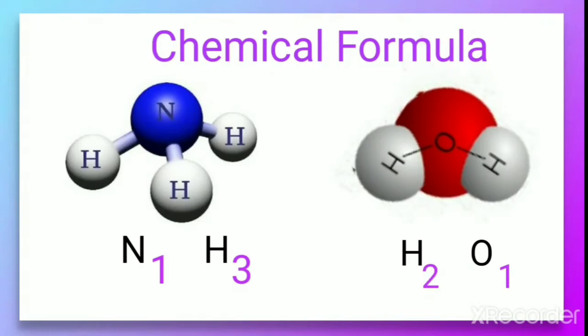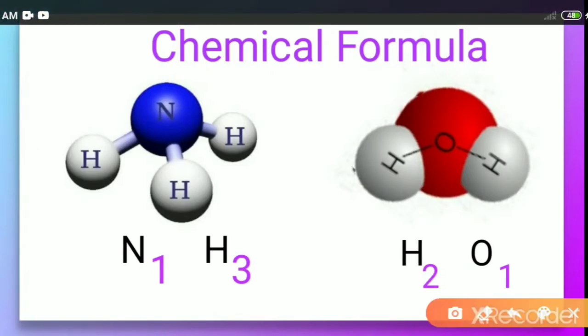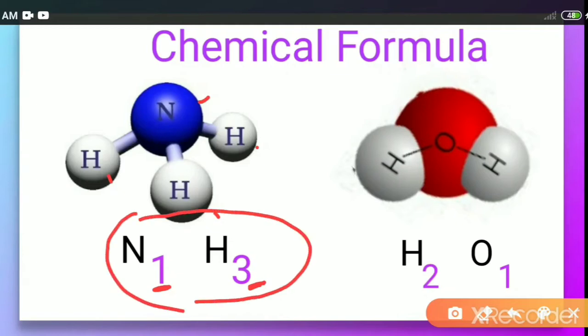So when we count the number of nitrogen in this, there is 1 nitrogen atom, therefore we write N1. There are 3 hydrogen atoms, so we write H3. Altogether it makes the formula NH3. The 1 we are representing here, N1, is not necessary to write, so we write the formula NH3.